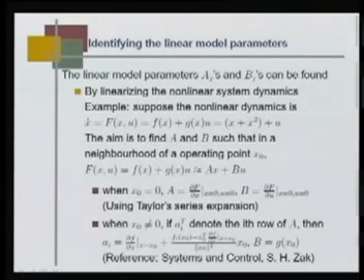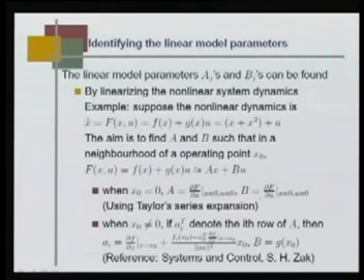So, this is your f(x) and g(x) is 1 here. The aim is to find a and b such that in a neighborhood of the operating point x naught, f(x, u) equals f(x) plus g(x) u, which is ax plus bu. Okay. So, how do we find that? When x naught equals 0, a is dou f upon dou x at x equal to 0, u equal to 0, and b equals dou f by dou u at x equal to 0, u equal to 0, using Taylor series expansion.